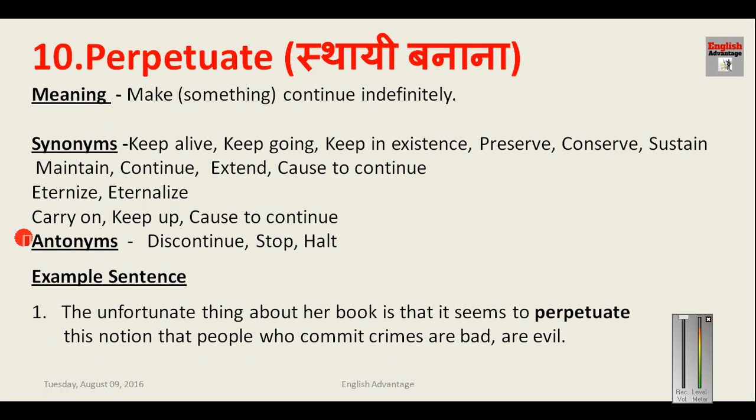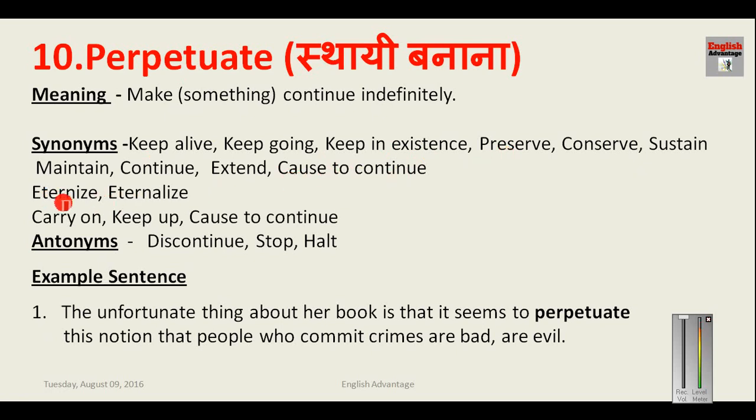Now let us look at the next word, perpetuate. This word is made from perpetual, and perpetual means continuous, or you can say permanent. Okay. Or perennial. So perpetual, permanent, perennial, these are the same word. And one more word is there, that is ceaseless. Ceaseless also means permanent. Keep alive, keep going, keep in existence. Preserve, conserve, sustain, maintain, continue, extend, and cause to continue. These are the good words.